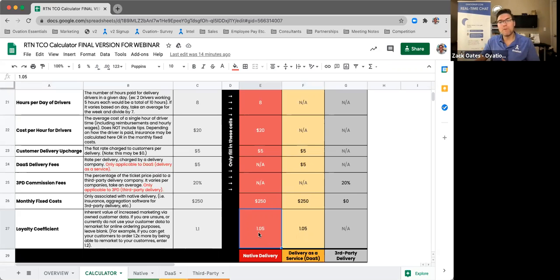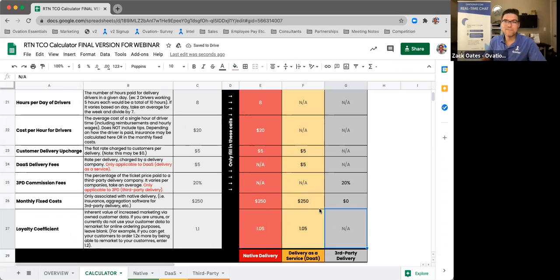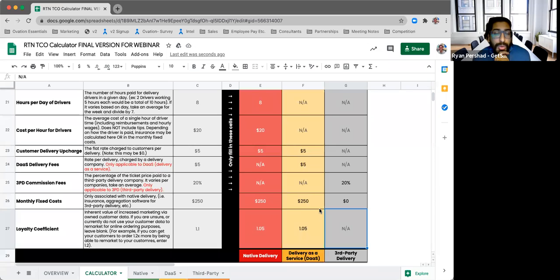Now, what should it be? Should it be 1.2, 1.5? The concept is we've given it a little bit of a bump here, 1.05. If you want to negate the loyalty coefficient, change those to 1. That will make it so that everything is even across the board. And Zach, 1.05 is the equivalent of 5%, right? That is correct. So just so everyone kind of knows, if you put 1.10, 1.1, it would be 10% that you think that lift could be, et cetera, et cetera.